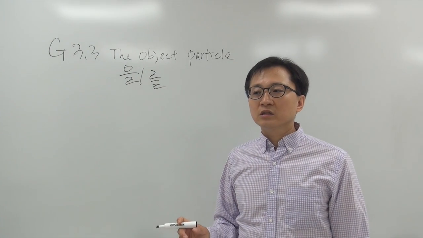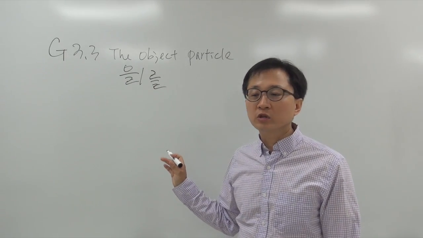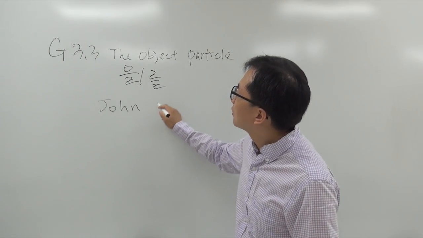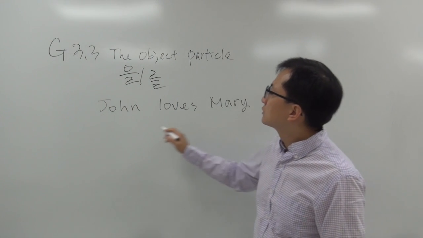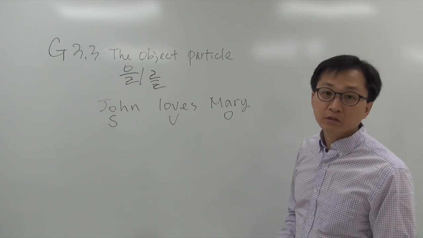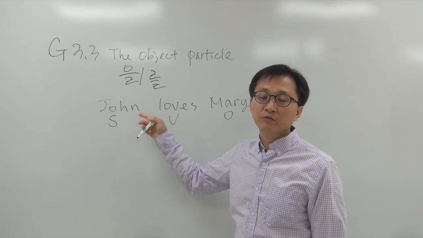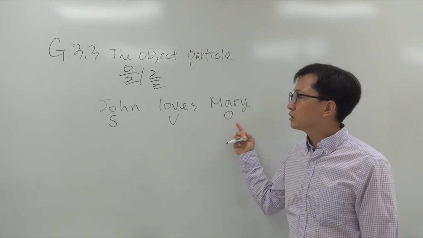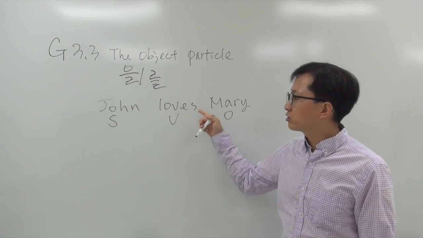In an English sentence, word order is really important. So let me give you one example. Like John loves Mary. So this is subject, verb, and object, right? So how do we know John is the subject? Because John is at the beginning of this sentence, right? And how do we know Mary is the object of this sentence? Because this object is next to, after this verb, right?